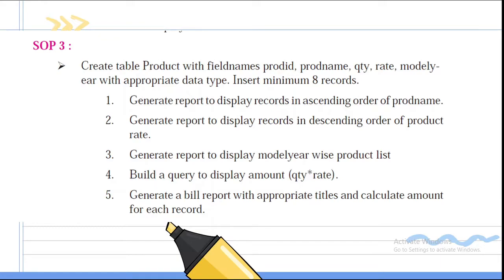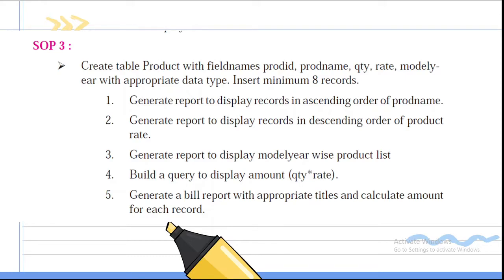SOP number 3: create table product with field names product ID, product name, quantity, rate, model year with appropriate data type, insert minimum 8 records. Then first, generate report to display records in ascending order of product name. Second, generate report to display records in descending order of product rate.